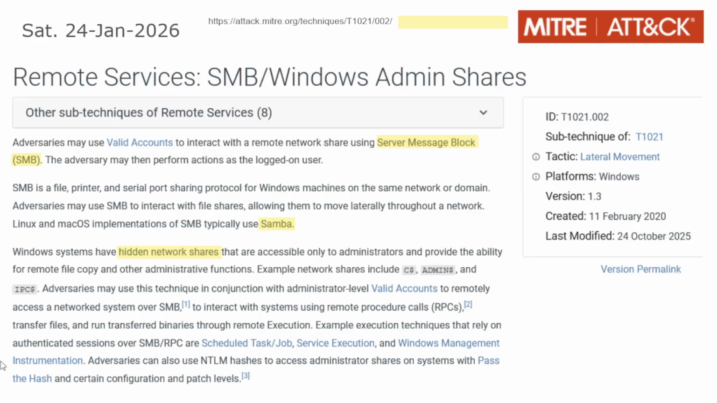Kerberoasting, golden ticket, silver tickets. It's all kind of the same thing. The idea is to steal an authentication method from the user, and the user doesn't even notice. You steal it over the network, so the user cannot even notice because he just tries to log in. And in that moment, the adversary steals the information from the network.